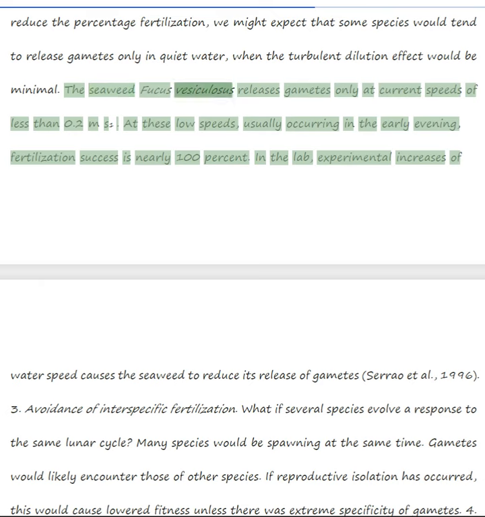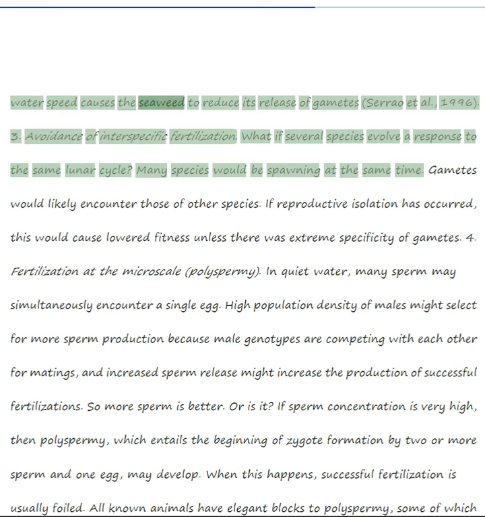The seaweed Fucus vesiculosus releases gametes only at current speeds of less than 0.2 m/s. At these low speeds, usually occurring in the early evening, fertilization success is nearly 100% in the lab. Experimental increases of water speed cause the seaweed to reduce its release of gametes.